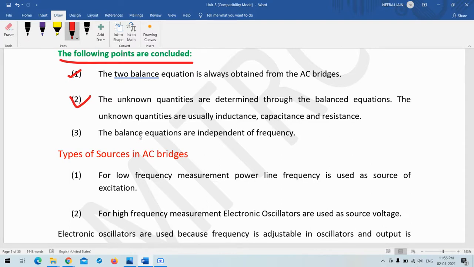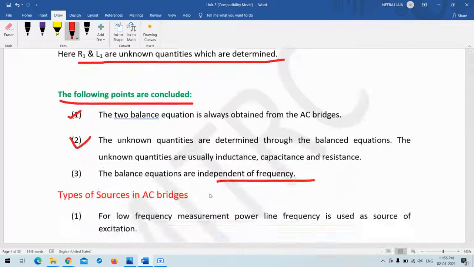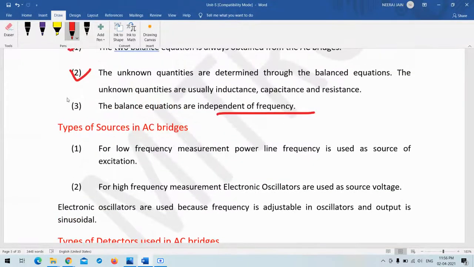Third, the balance equations are independent of the frequency. As we can see, there is no frequency term in these balance equations. So these are the conclusions from these balance equations.